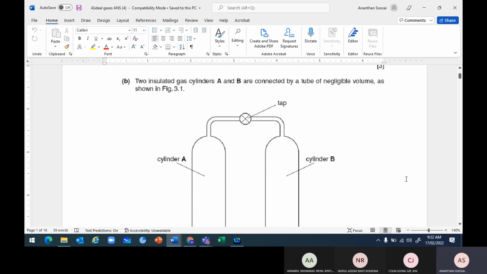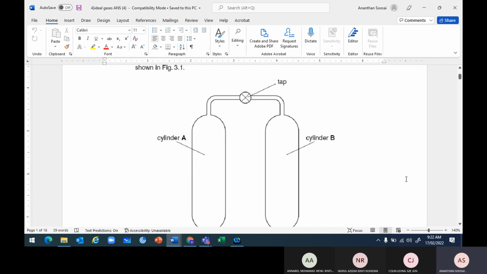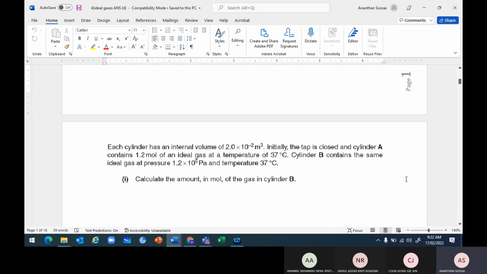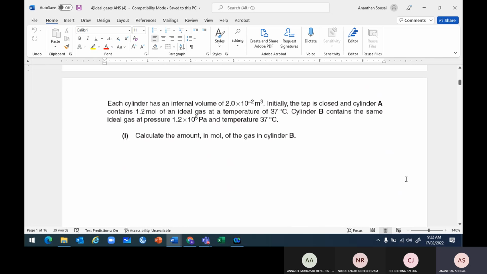So now we go for how you are going to use the formulas. The 4 formulas you come across. You see this question. Two insulated gas cylinders A and B connected by a tube of negligible volume. I want you to calculate roughly. Okay. So two cylinders A and B with a tap. So scroll up. Let's go down. Okay. So got it. Come on. In your mind, figure out what formula. How do you think we will go about this?